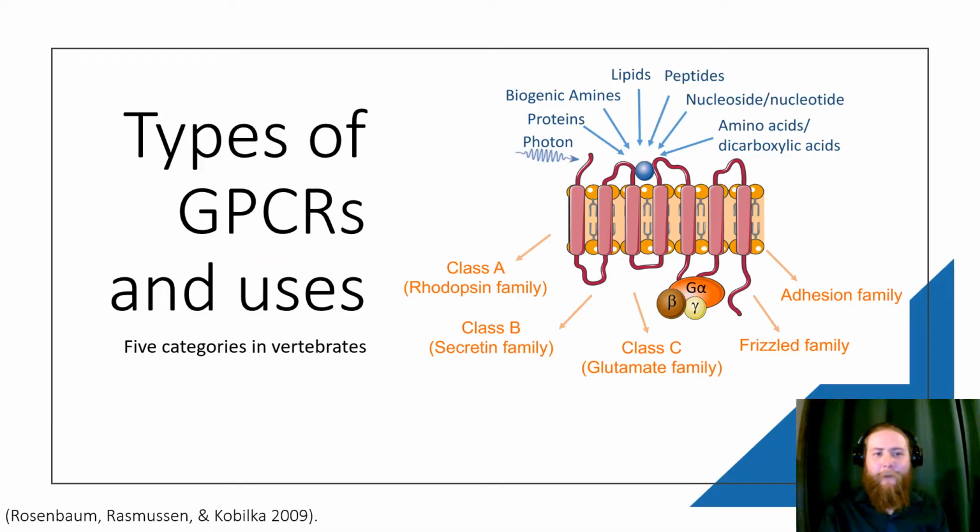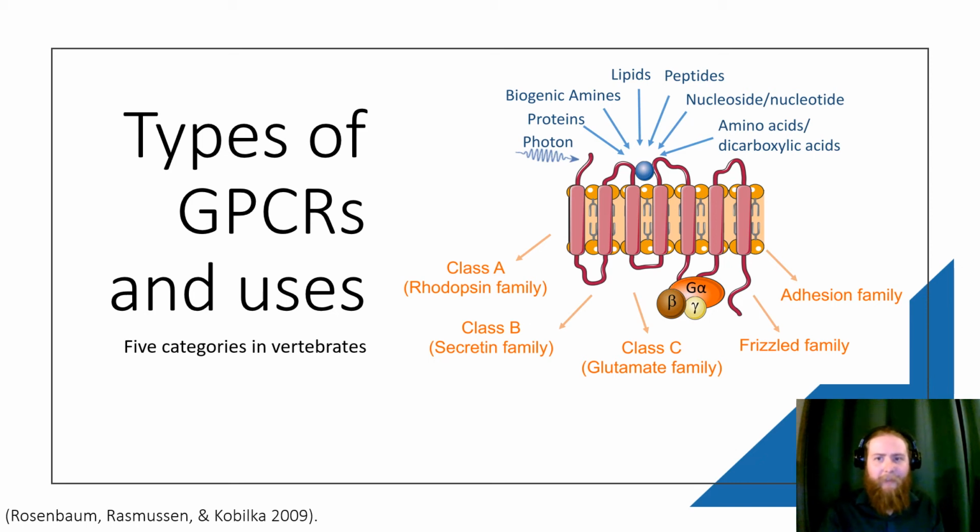All right, let's talk about the different types of G protein-coupled receptors and their uses. In vertebrates, there are 5 main categories. There's class A, B, C, the frizzled family, and the adhesion family. And like we've touched on before, there are a lot of different things that can be ligands for these receptors. While all these receptors have the same basic 7 helical structure, they all have the basic binding on the outside, interaction on the inside. There's lots of different signal transduction that happens. This is the largest group of signal transduction proteins in the body.